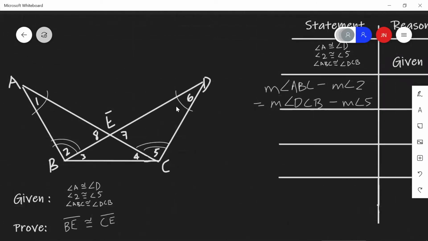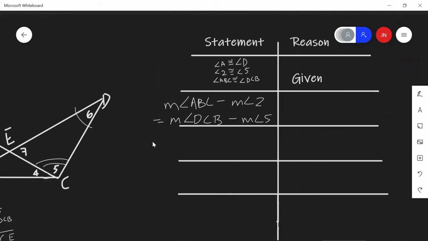Here, all we're stating is that angle DCB minus this angle, notice angle 4 and 5 are complementary, and they add up to making angle C. So if we subtract out angle 5 from angle C, we're going to be getting angle 4. And since ABC and DCB are the same, and angle 2 and angle 5 are the same, if we subtract out angle 2 from angle ABC, we're going to be getting angle 3, which is congruent with angle 4.